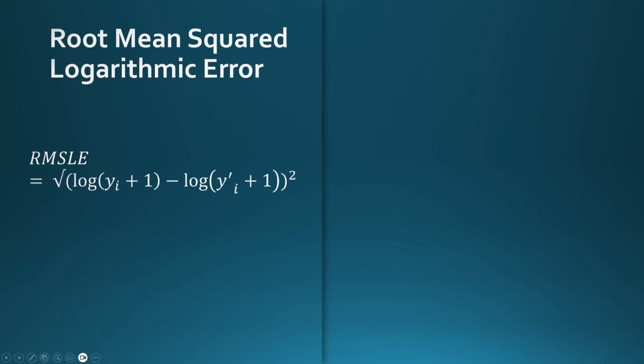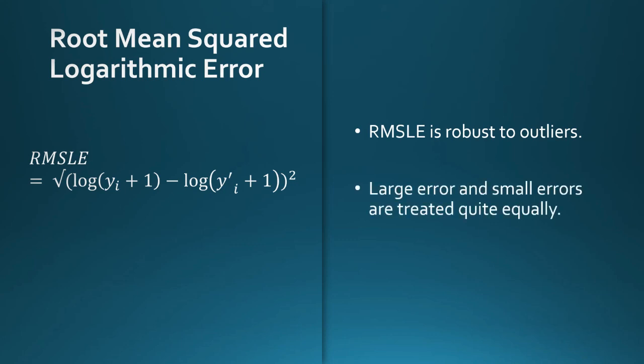And then you take the square of these differences, and finally, the square root. So that becomes root mean squared logarithmic error. So this is robust to outliers. It doesn't penalize for outliers, and large errors and small errors are all treated equally.